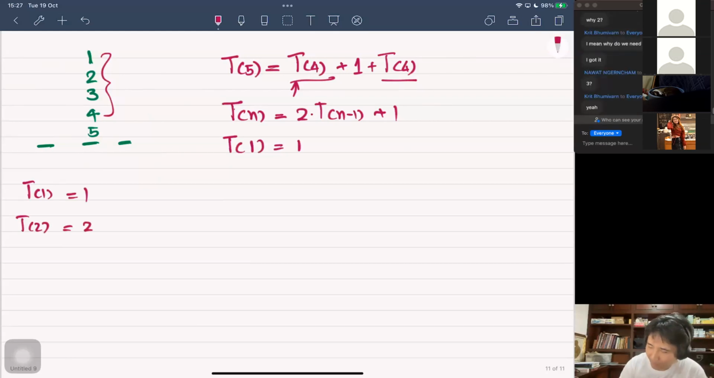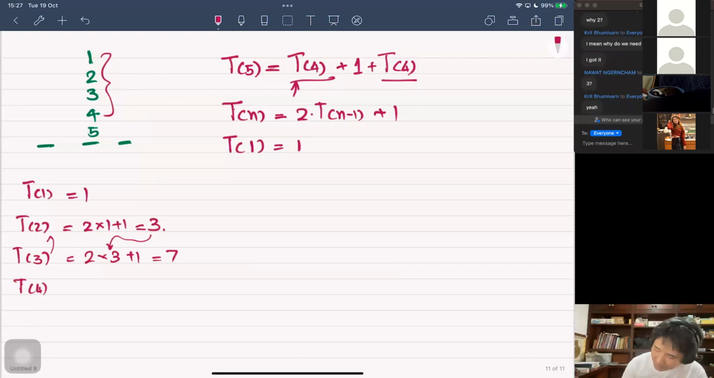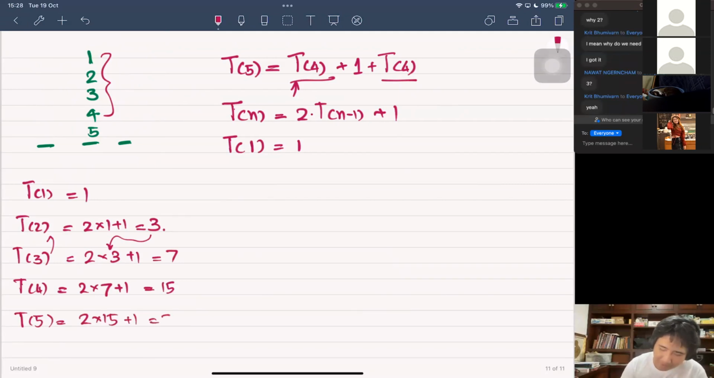It's 2 times 1 plus 1, which is 3, right? T of 3 is going to be 2 times 3, right? 2 times T2 plus 1, which is 7. T of 4 is, sorry about that, is what? 2 times 7 plus 1, which is 15. And T of 5 is 2 times 15 plus 1, which is 31.